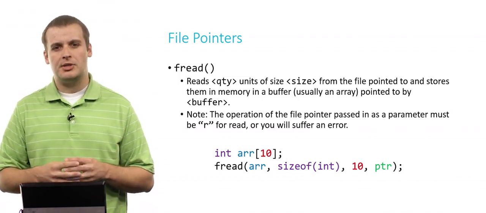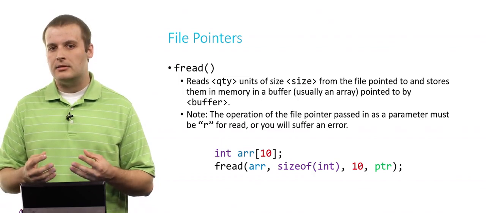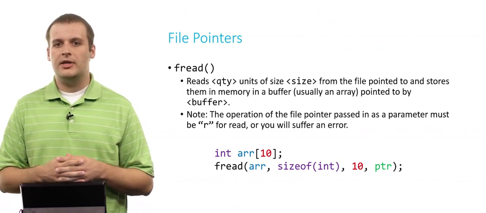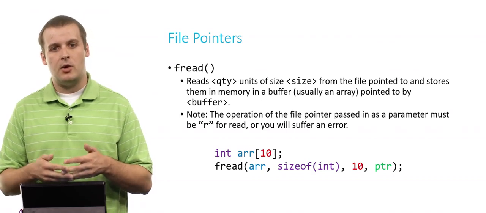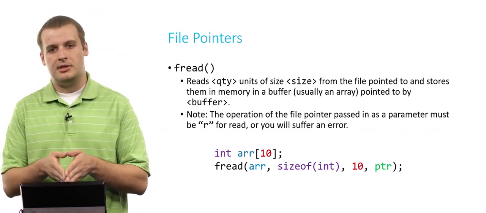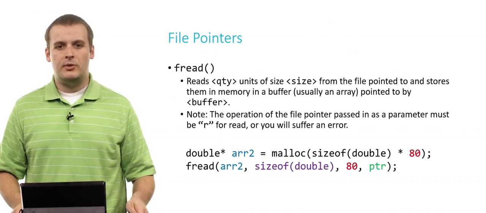Recall from the video on pointers that the name of an array, such as ARR, is really just a pointer to its first element. So when we pass in ARR there, we are in fact passing in a pointer. Similarly, we can do this.